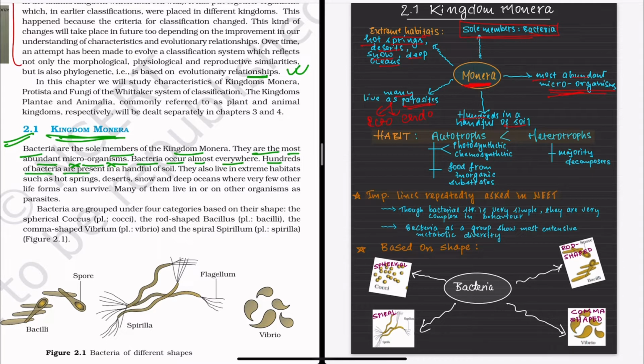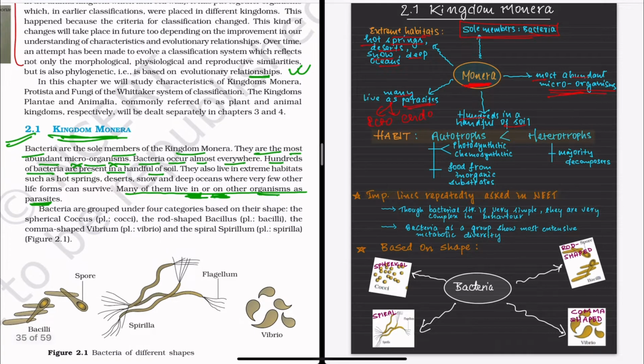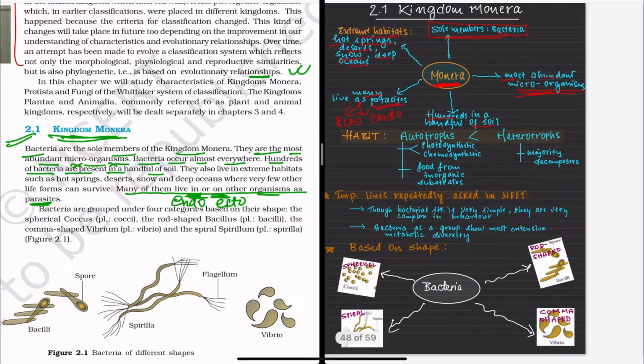Hundreds of bacteria also live in extreme habitats. Many of them live in or on other organisms. What is it trying to convey? What do you mean by in or on organisms? As parasites, if a parasite is in, it means endo. If it is on, it means ecto. So this is NCERT hiding details. We will analyze it as: in means endo, on means ecto. So this thing's done. We'll move on to the next page.